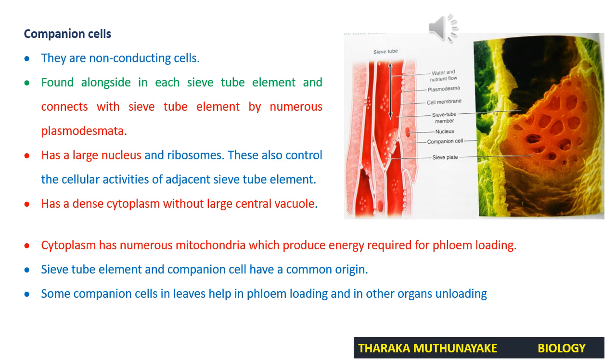Okay, then it says sieve tube element and companion cell have a common origin. Then some companion cells in leaves help in phloem loading, as we mentioned, and in other organs unloading. So unloading is the opposite of loading. During unloading, the components of sieve tube elements are secreted into the adjacent companion cell. So when loading happens in a leaf, unloading can happen in a growth point or in a storage site of the plant.